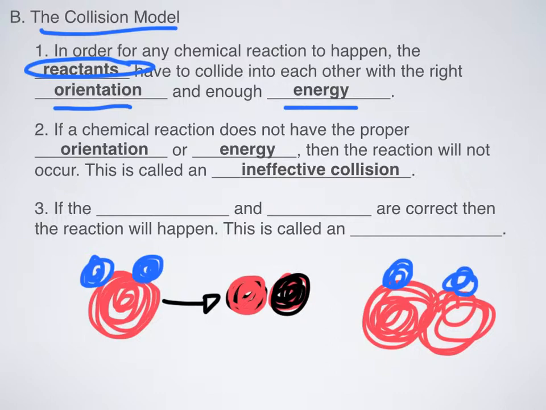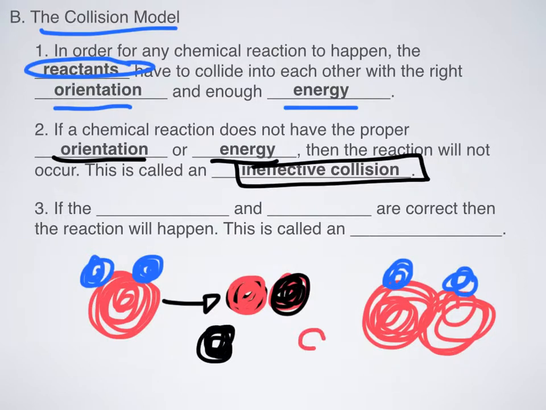Now, what happens if a chemical reaction doesn't have either proper orientation or energy? We call that an ineffective collision. In other words, they just bounce off of each other. I'm pretty horrible at drawing things, but what that means is if you have a reaction where two things do not really react in the proper way, because either they're not facing the right direction or they don't have enough energy, they will literally just collide like this, and then this one will bounce that way, and this one will go that way. They'll just go opposite directions, and so it's called an ineffective collision because literally nothing actually happens.